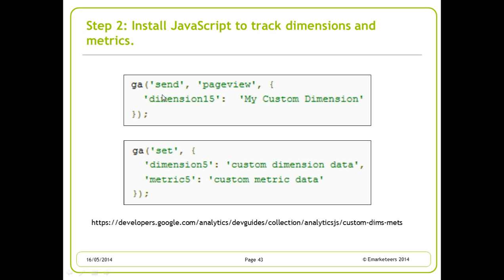So this is my Universal Analytics code, and basically I add here a line that says dimension, and you have 20 of them. So in this case, dimension 15. You can give it a name, my custom dimension. Or if you use custom metrics, my custom metric.